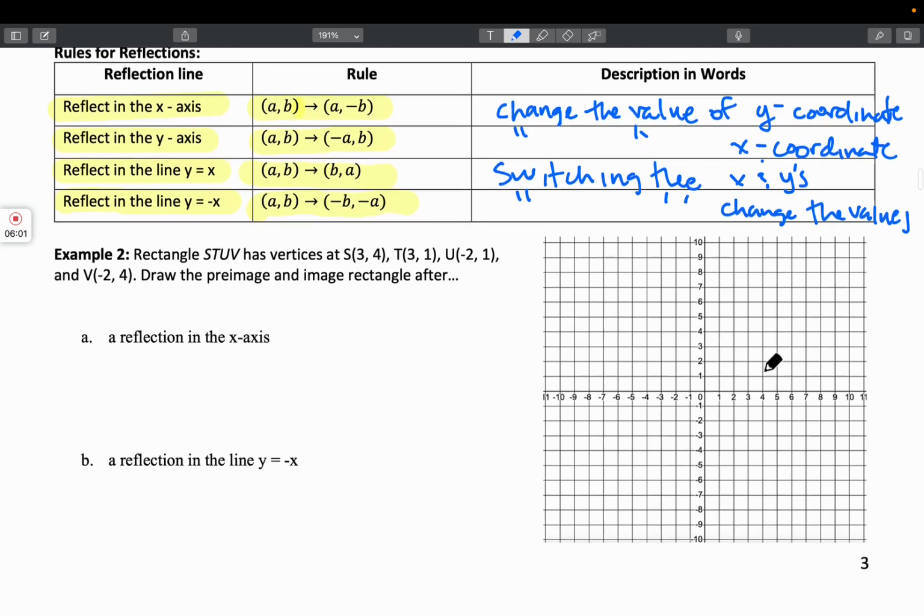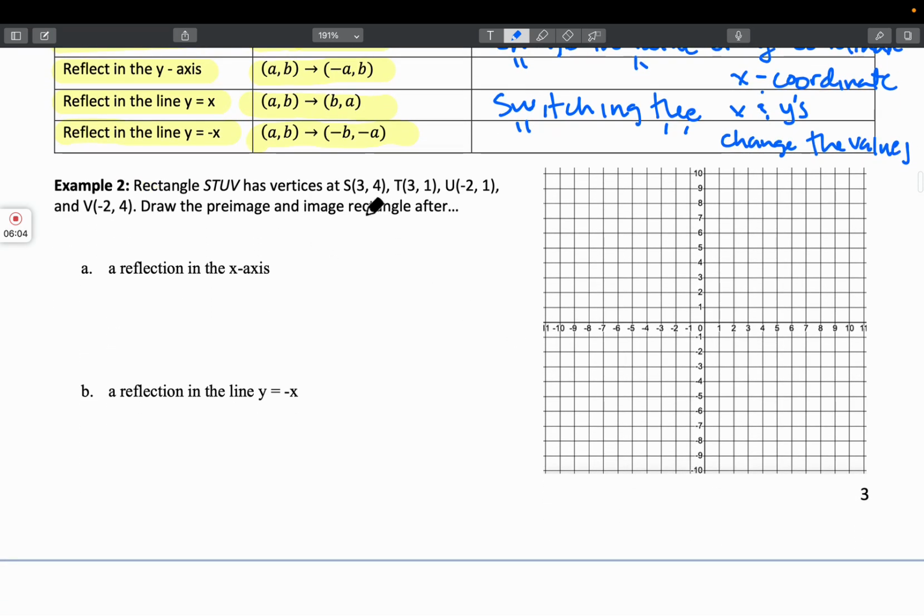All right, let's do a few examples here. We've got a rectangle STUV. It's got vertices at (3, 4), (3, 1), (-2, 1), and (-2, 4). Take a second to draw that figure out. So here's (3, 4). Here is (3, 1). Here is (-2, 1). And here is (-2, 4). So this is your S, T, U, and V. If we graph those lines and connect those dots, we've got ourselves a nice little rectangle.